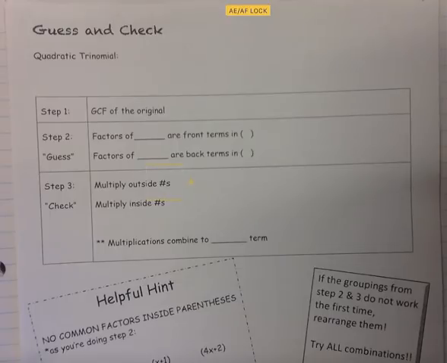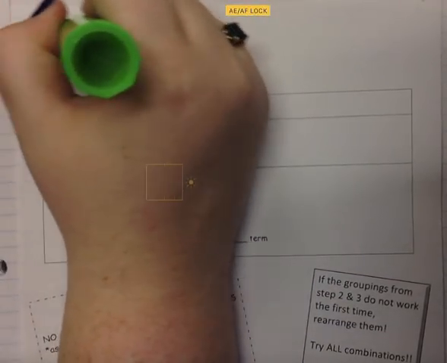This video is on factoring quadratics, specifically guess and check. Guess and check is used when you have three terms. So we're going to be dealing with what's called a quadratic trinomial. So we're using guess and check. This is the method we're using for three terms. And we have a vocabulary word called quadratic trinomial.